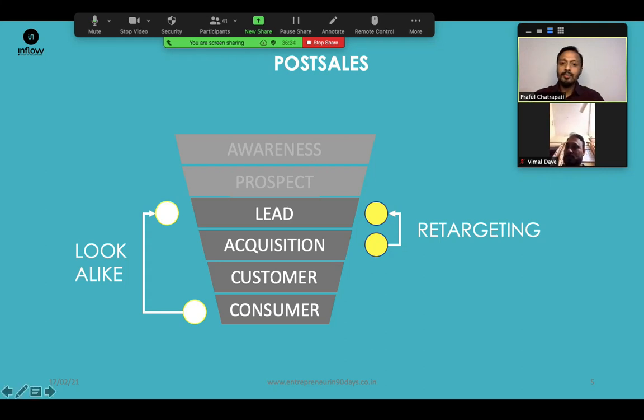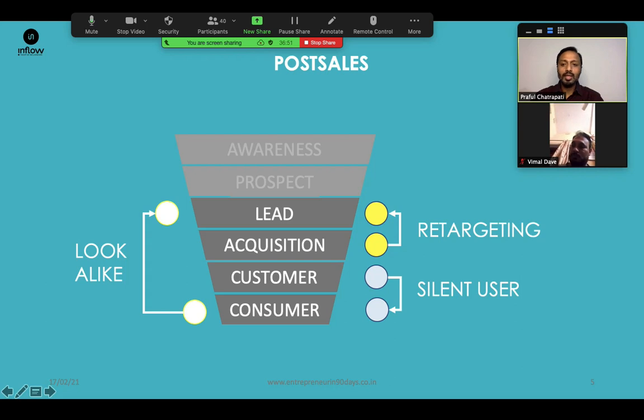Also, parallelly you can keep doing your further exercise, but you are losing your actual mature customer. If you put a bit more effort here, you will get more conversion at low cost. That is retargeting, as we normally call it. And the most important thing is, there are a lot of silent users. Normally we say post sales.